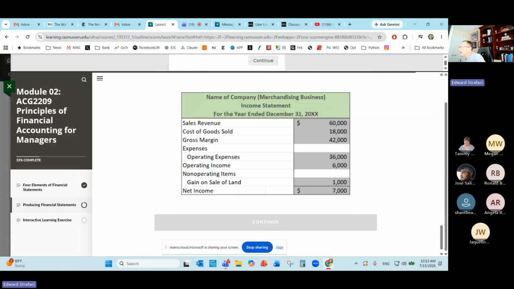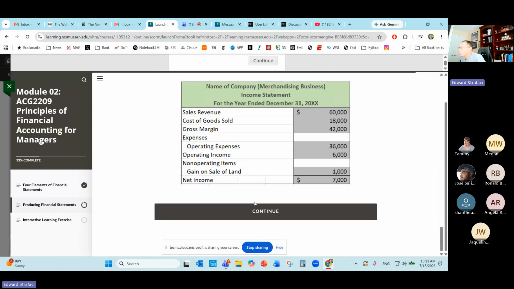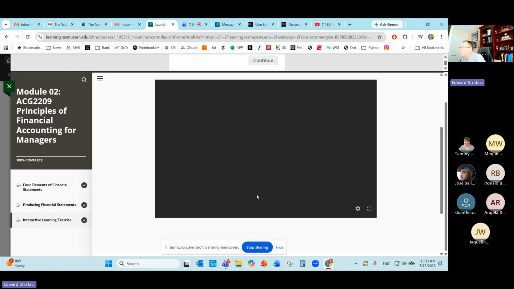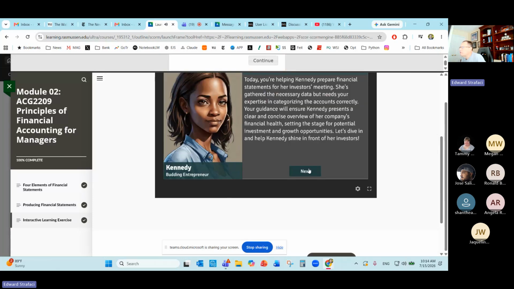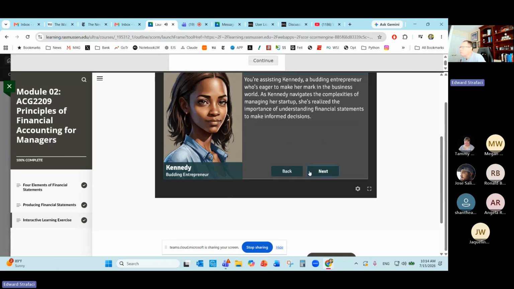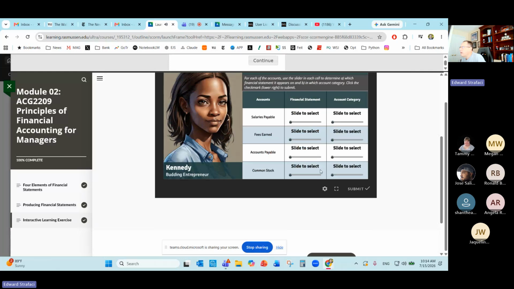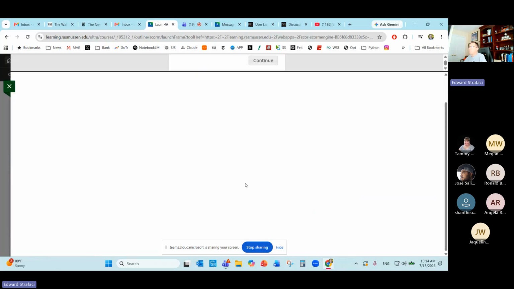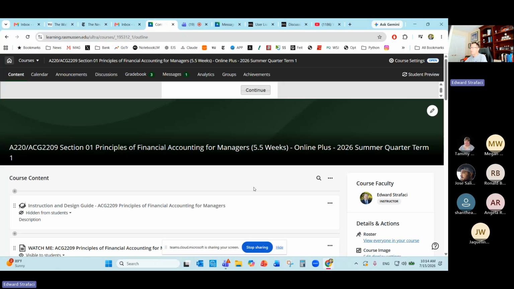And then finally, we have our income statement. So you could use these to do the interactive experience. Today, you're helping Kennedy prepare financial statements. You're assisting Kennedy, starting from each of the accounts. And you have to use the slider in each cell to determine the amounts. I'm going to leave that up to you.